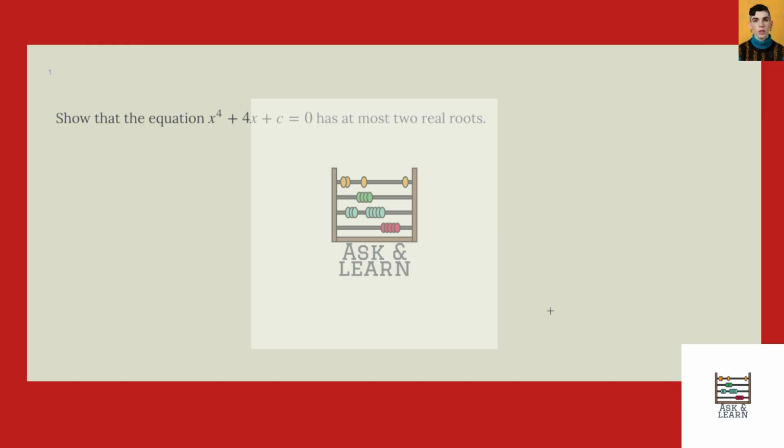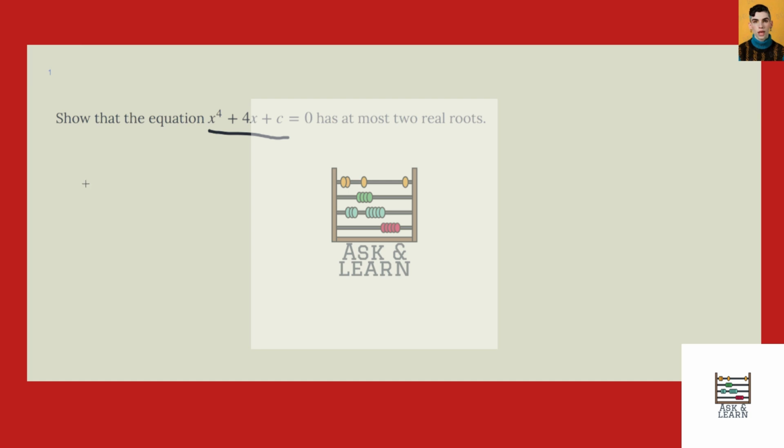Alright, show that the equation x to the fourth plus 4x plus c is equal to 0 has at most two real roots. Okay, so the first thing we can do is take the derivative of f, of this function right here.